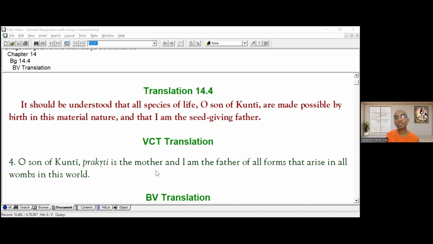And how do the material modes bind the pure jiva? So jiva gets bondage because of these three modes.